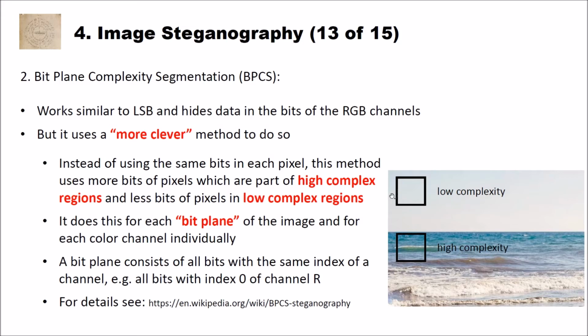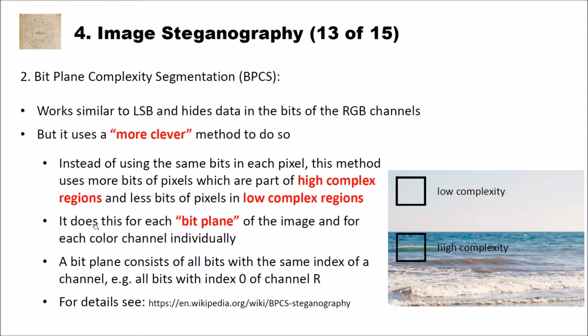And here I have an example. I have this nice picture of the ocean, and you can see here the sky, here's the ocean, and this here could be or is the coastline. And this here is an example for a low complexity region. So you have the sky here and it's nearly only one color, and you have a high complexity region, and this is where you have this water here, which is very complex. You see different color values, so you could hide more data in this region as in this region here, and this is what the BPCS method would do.